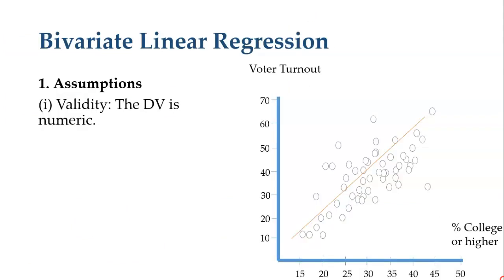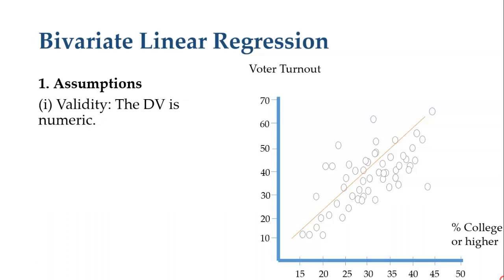Okay, so let's talk first about bivariate linear regression. And this is a good example. You have here in the x-axis the percentage of individuals in a country with college or higher education. And in the y-axis you have voter turnout. And what you see here is a positive linear relationship between the two variables. It's just an example of that.